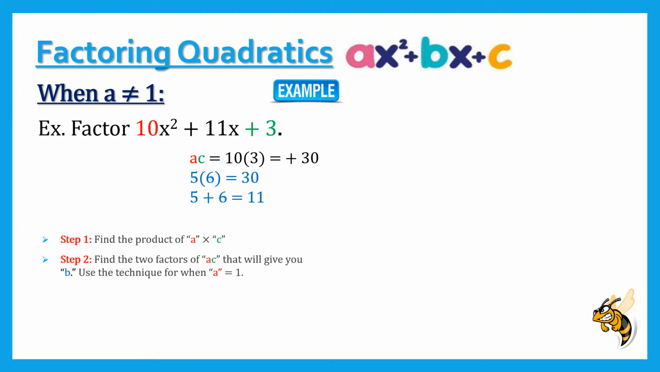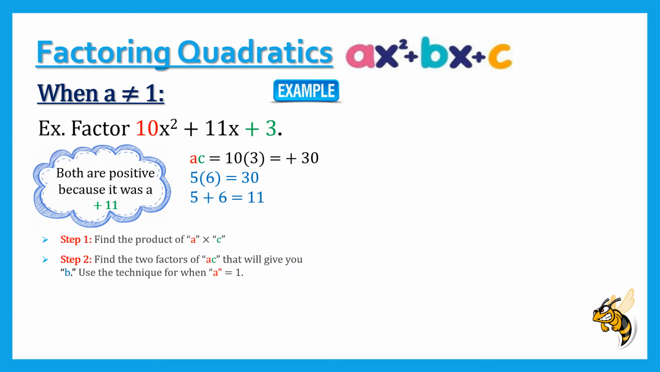Since a times c is positive, we know that both factors have to have the same sign. And you may ask why. A positive times a positive is equal to a positive. A negative times a negative is equal to a positive. So in both situations, both signs were exactly the same. To figure out which sign it is, we are going to look at the b. And both of them are going to be positive because the b was a positive 11.